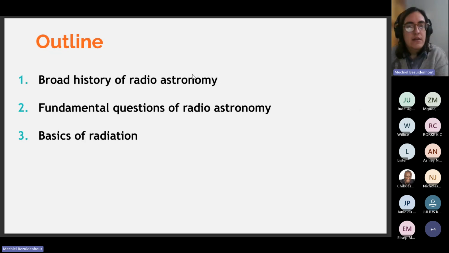So this lecture is divided into three sections. First, I'm going to give you a very broad overview of the history of radio astronomy as it developed. Then I'm going to introduce some of the fundamental questions of radio astronomy, why we have such a thing as radio astronomy, and then finally do some basics of radiation.